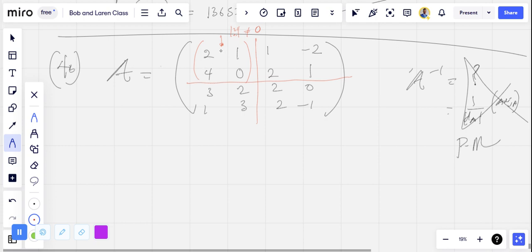So let's check whether this determinant is equal to 0. Cross multiplying, I have 0 minus 4, so I have minus 4, which is not equal to 0. So I'm free, and I can go ahead and use this kind of partitioning.